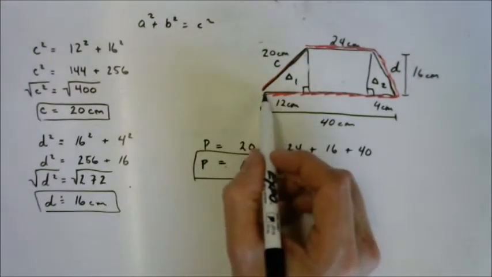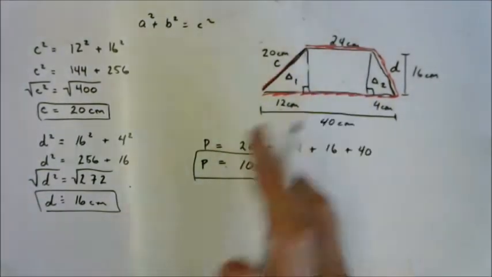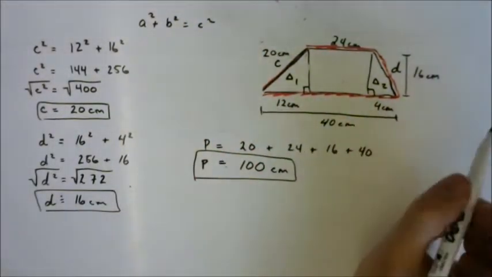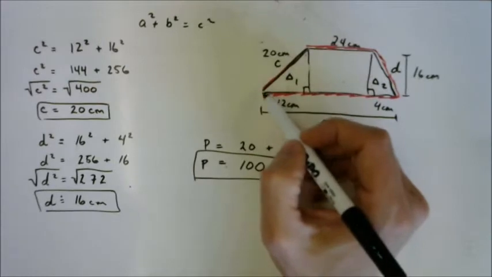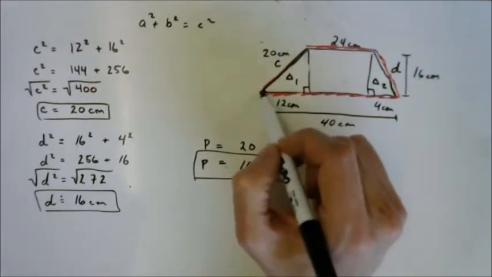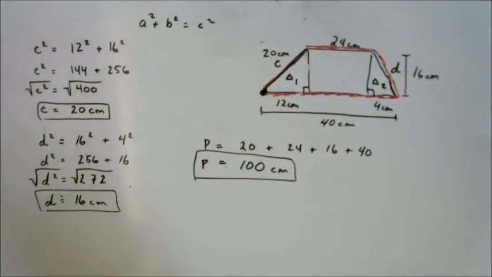If we detached all these sides and folded them flat and lined them up, it'd be 100 centimeters long. Okay, if you were a little ant and you were crawling along the edge, you would have crawled 100 centimeters by the time you got back home. Alright, so the perimeter of the stained glass window there is 100 centimeters.